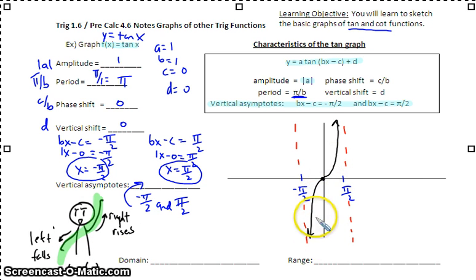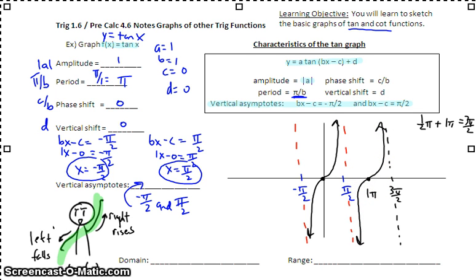Now what we want to do to get our next cycle, or our next period, is add our period to this pi over 2. So if my period is pi, I'm going to do half pi plus 1 pi, and I'm going to get 3 pi over 2. So that's going to be my next vertical asymptote. And then I can find the halfway point in between. The halfway distance from half pi to 1.5 pi would be 1 pi. And then I make my graph rise to the right, kind of curve and go down to the left.